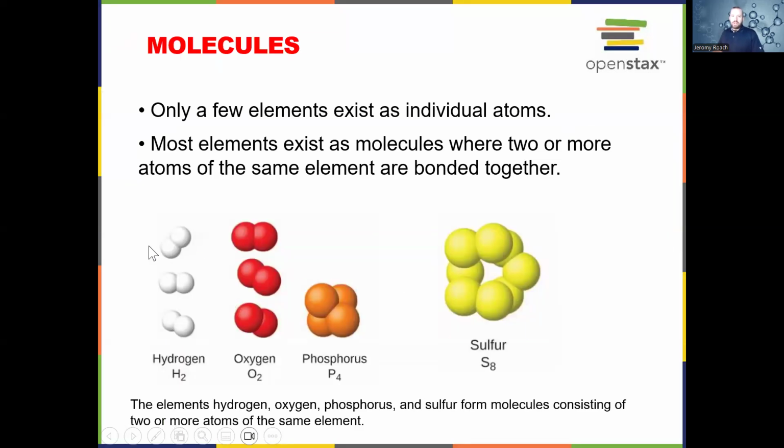So molecules can exist as individual atoms as well. Or excuse me, only a few elements exist as individual atoms. Most elements exist as molecules with two or more atoms of the same element that are bonded together. So hydrogen, we can say diatomic hydrogen, H2, is two atoms of hydrogen bonded together, and that makes diatomic hydrogen. Diatomic oxygen, and here we have phosphorus. There's 4 phosphorus atoms, and sulfur, there's 8 of them, forming the element.